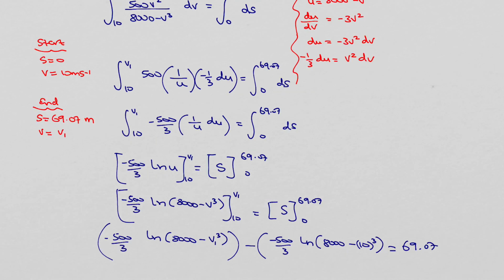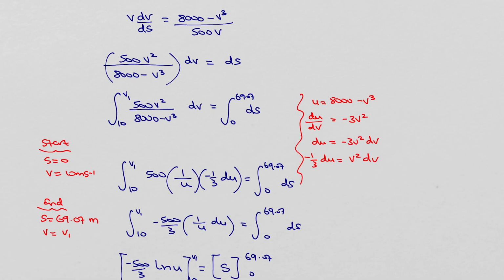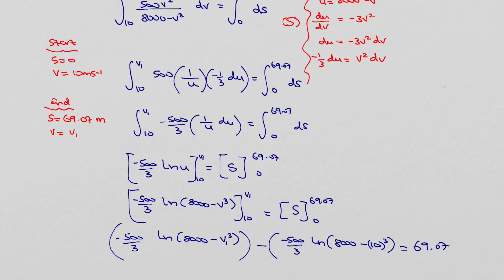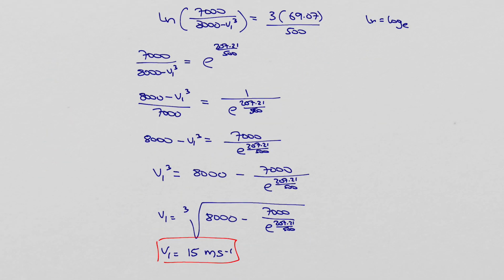So if we look at our marks, we had 5 for setting up our v dv/ds, so choosing the right equation, 5 for setting up our integrand, 5 for integrating, and 5 for our answer. So 5, 10, 15, 5 for the answer.